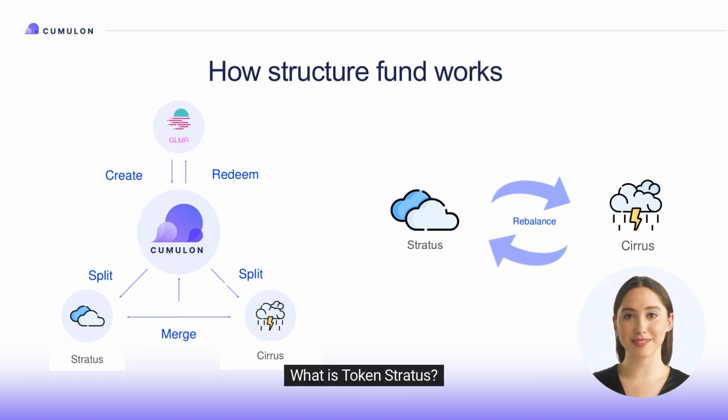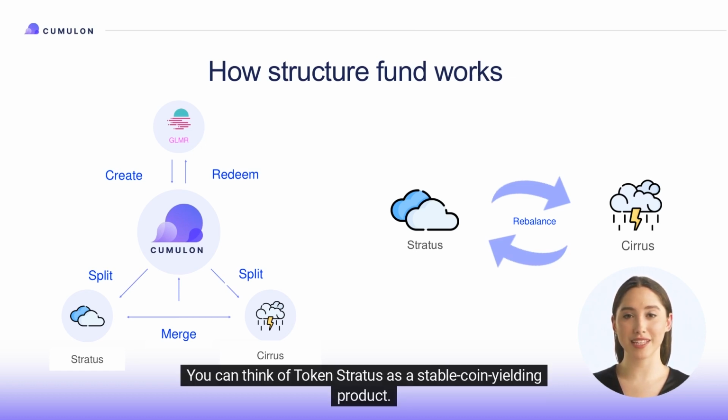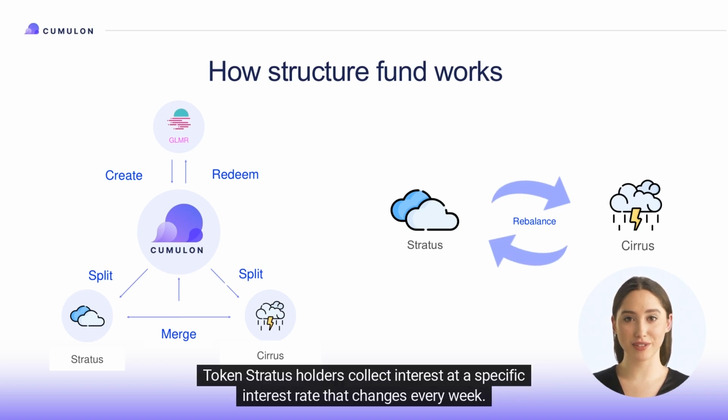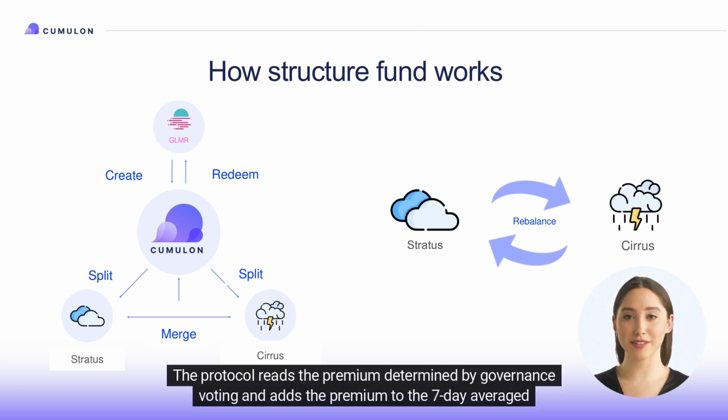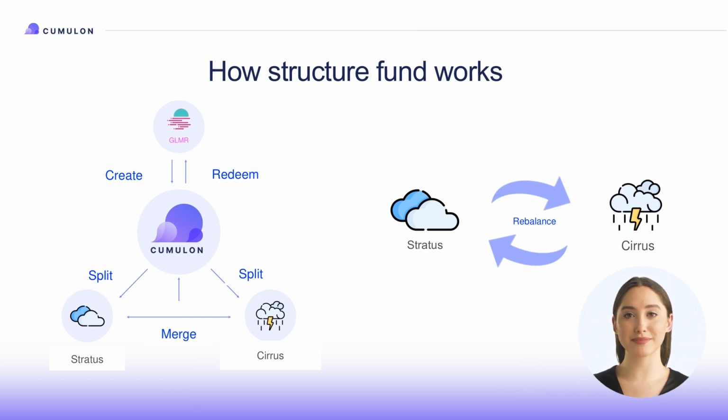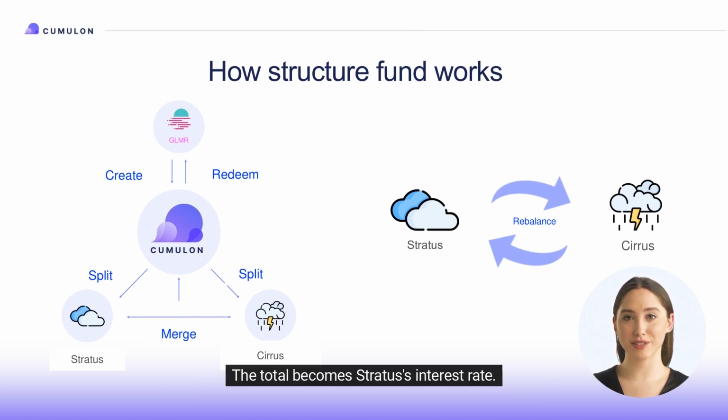What is token Stratus? You can think of token Stratus as a stablecoin yielding product. Token Stratus holders collect interest at a specific interest rate that changes every week. The protocol reads the premium determined by governance voting and adds the premium to the 7-day average stablecoin interest rate from Moonwell every day, which the protocol collects and updates every week. The total becomes Stratus's interest rate.